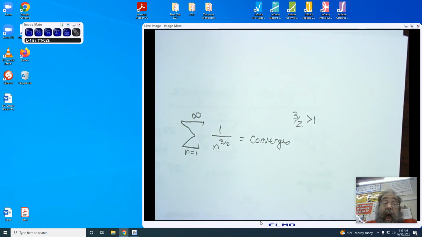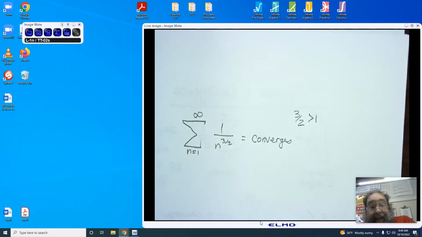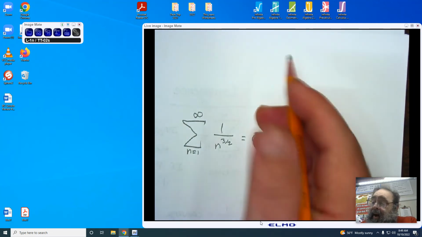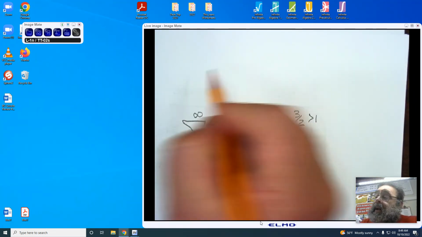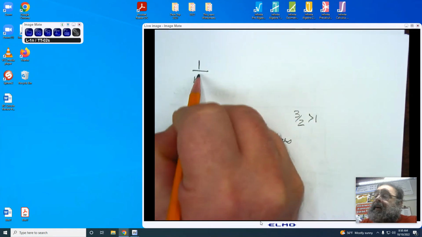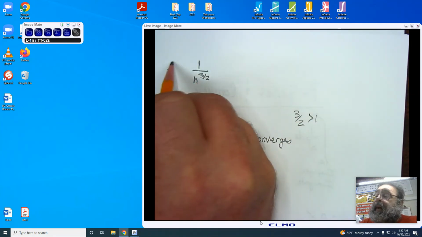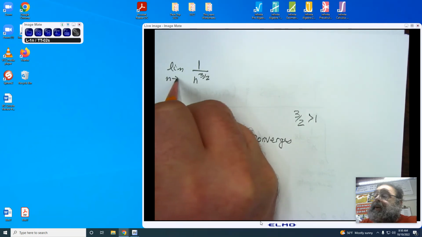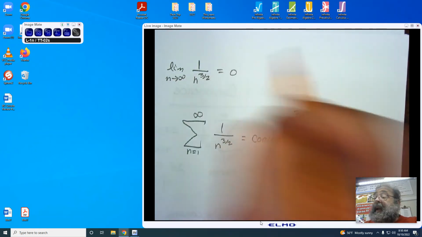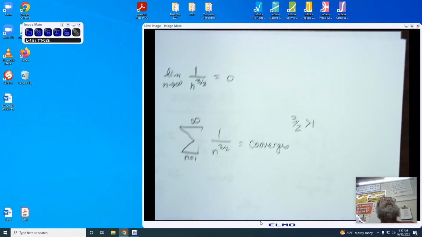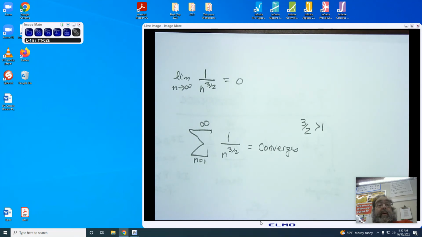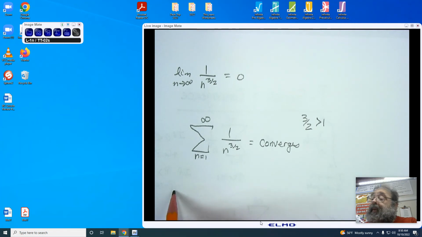Now you'll notice I already knew that my nth term test had to pass. It's a p-series, and so I can automatically look at it and say, well, since I have 1 over n to the 3/2 power, for the limit as n approaches infinity, I get 0. So both conditions are working, and the p-series must converge. Let's look at another one.